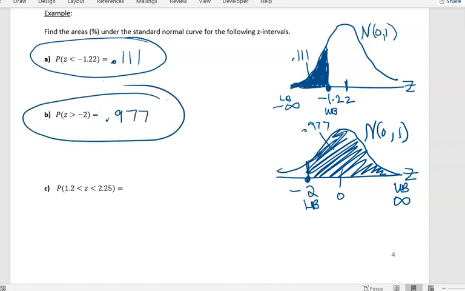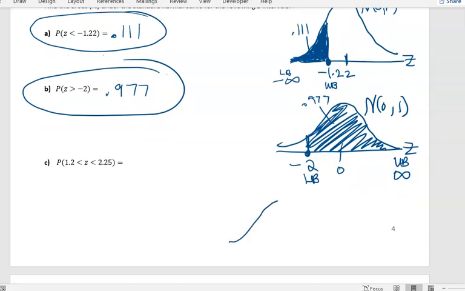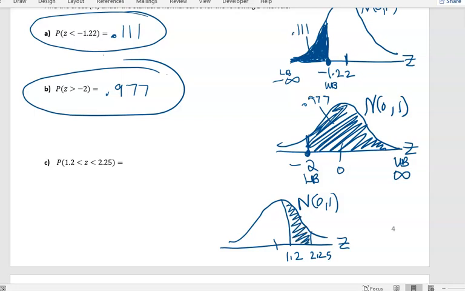Okay. All right, what about the proportion between 1.2 and 2.25? Again, I'm going to draw the curve. You're always going to draw the curve. Always. We're going to do normal, 0 and 1. I know that 0 is in the middle. That gives me 1.2 somewhere over here, and then 2.25 is going to be somewhere to the right of that. We are interested in knowing what proportion of the curve is in between those two values. So my lower bound is going to be 1.2 and my upper bound is going to be 2.25.